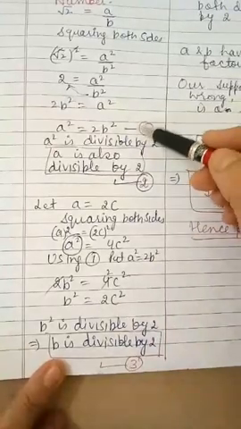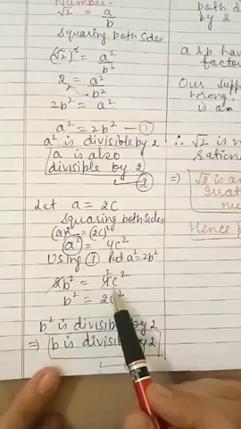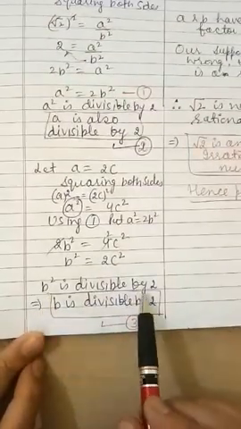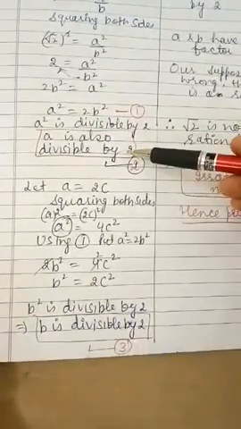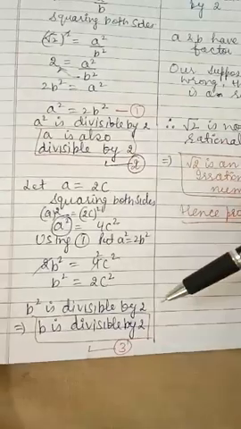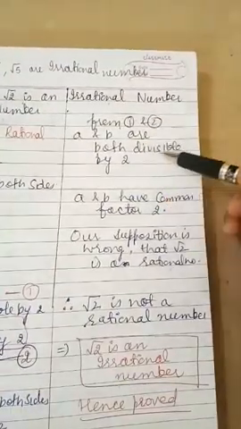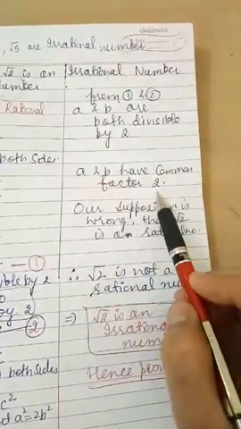Now use equation number 1. The value of a square is 2b square. Put here 2b square equal to 4c square. b square is 2c square. Then b square is divisible by 2. b is also divisible by 2. Now you can see a is divisible by 2. b is also divisible by 2. So we can say from 1 and 2, a and b both are divisible by 2. It means a and b have a common factor 2.